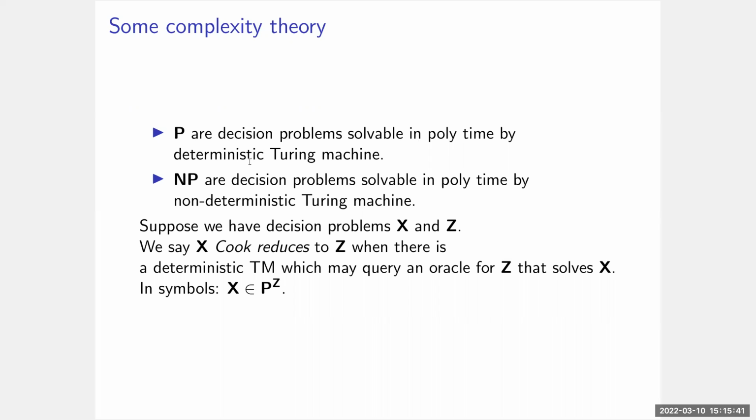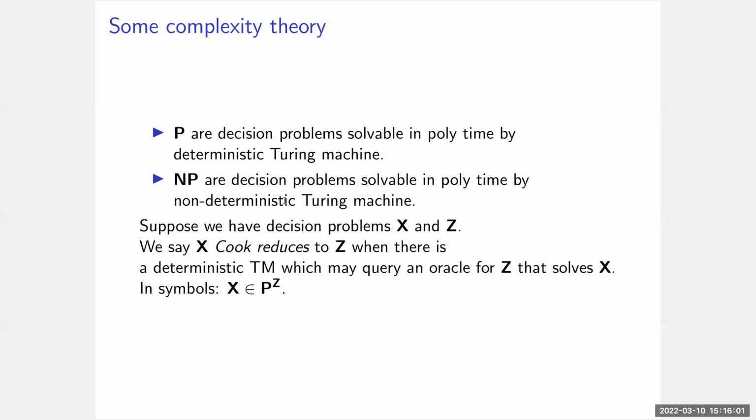And NP is defined very similarly, but now we allow a non-deterministic Turing machine, which means that at every step of the way, we can non-deterministically make a choice, which allows us to explore an exponential number of paths. It's way more powerful, or at least we think it's way more powerful.